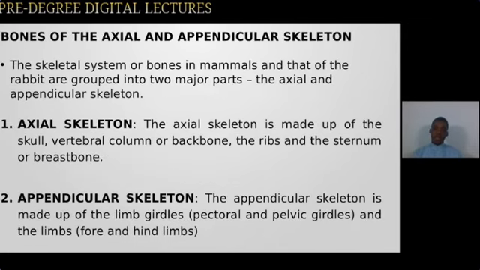Now, talking about endoskeleton for mammals, the skeletal system can be divided into two, based on their structure. So we have axial and appendicular skeletons. From their names, you should be able to know that the axial skeleton is made up of the skull, the vertebral column or backbone, the ribs, and the sternum, while the appendicular skeleton is made up of every other skeleton outside the ones mentioned above.